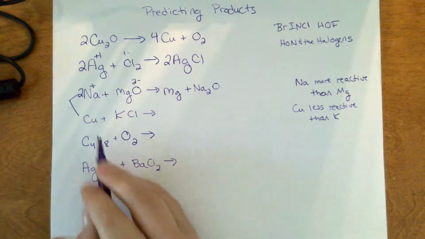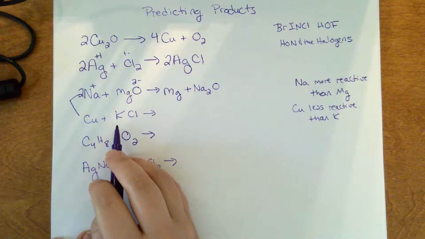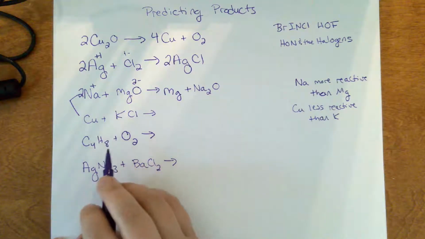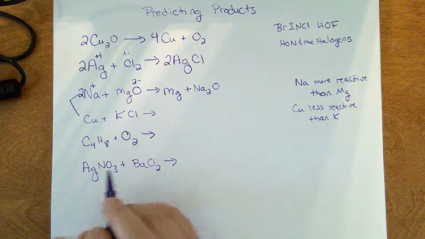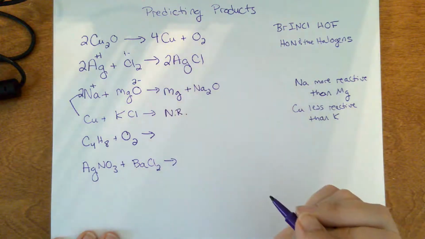Now, in the next example, since copper is less reactive than potassium, the more reactive metal is already in the compound. So what that means is that this will be no reaction. Nothing's going to happen. Okay?